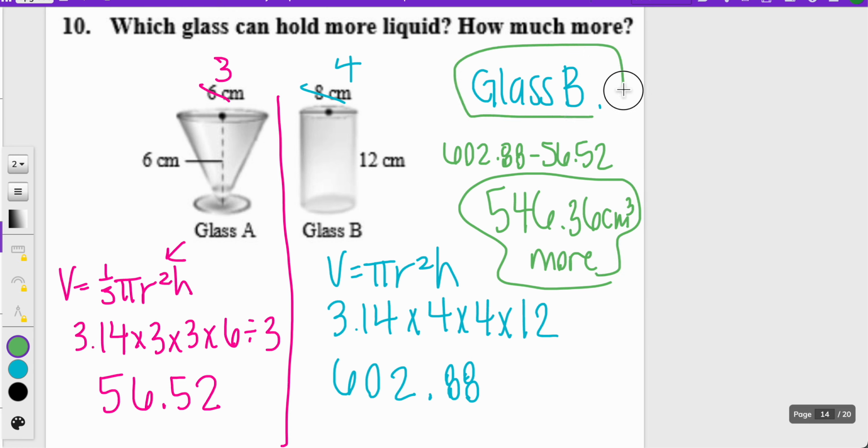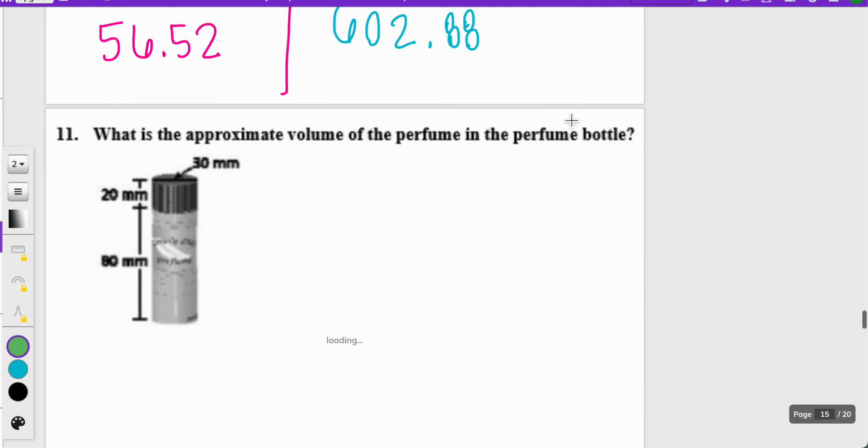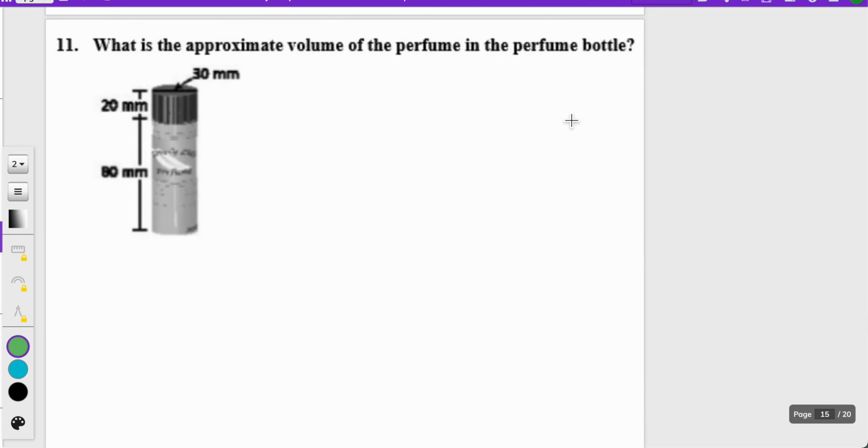Sorry for the bell. So again, just double checking that cone work. Pi times 9 times 6 divided by 3. Yep, okay. All right, the approximate volume of the perfume in the perfume bottle.